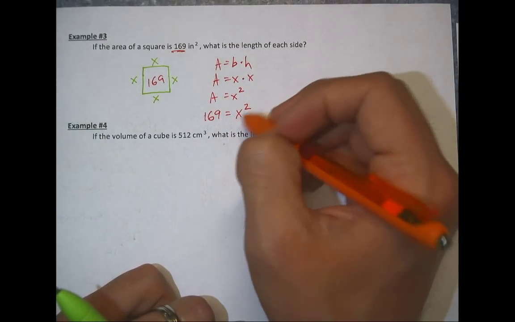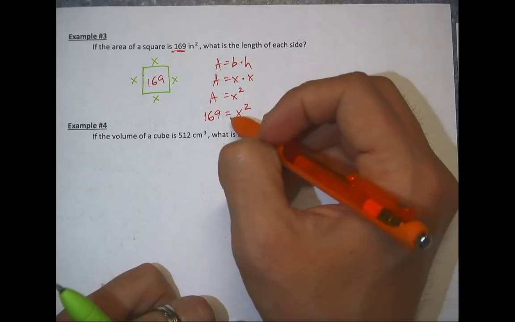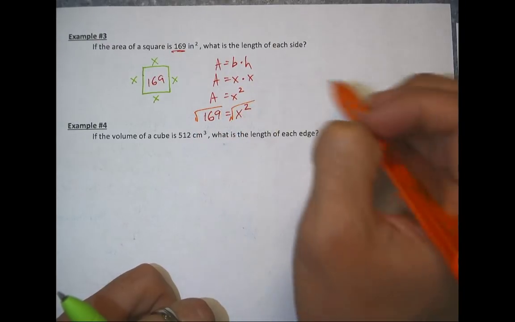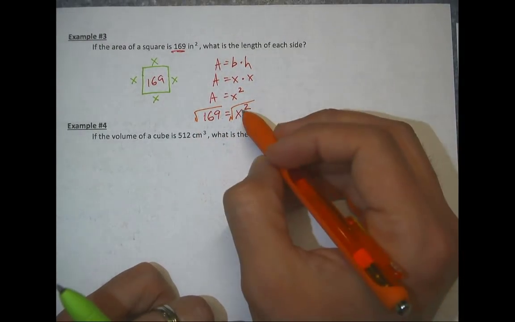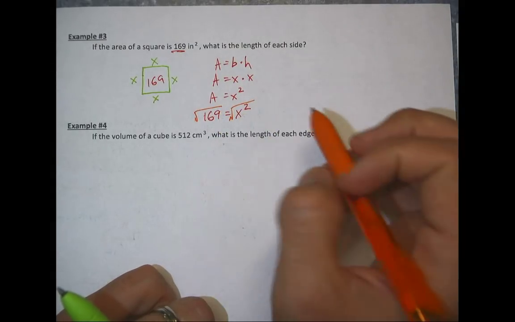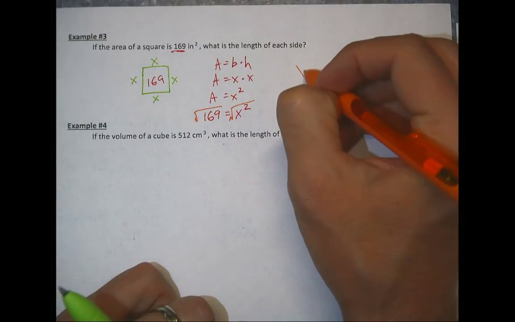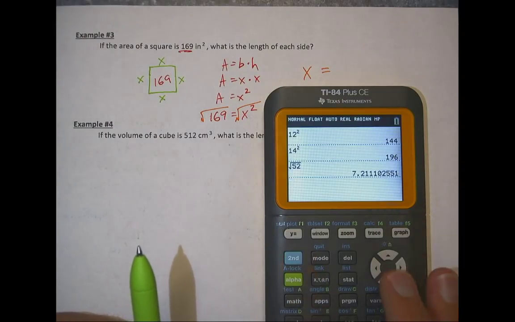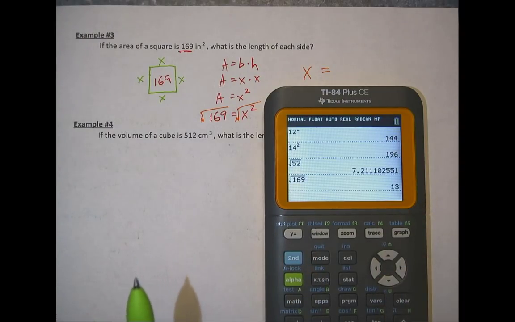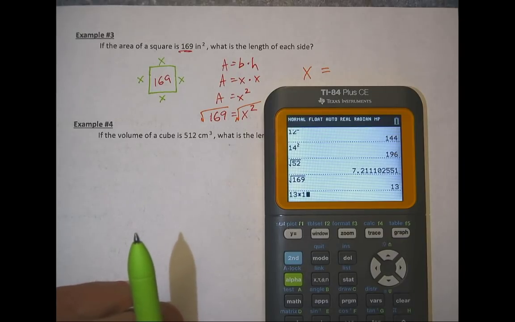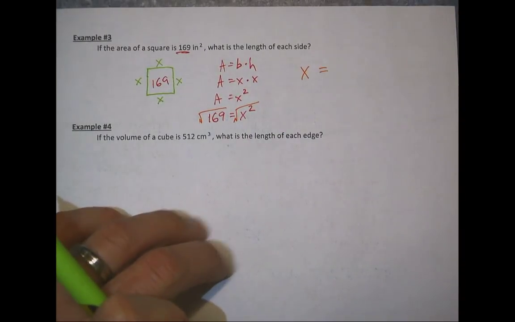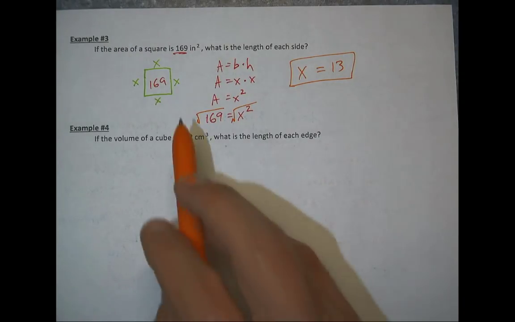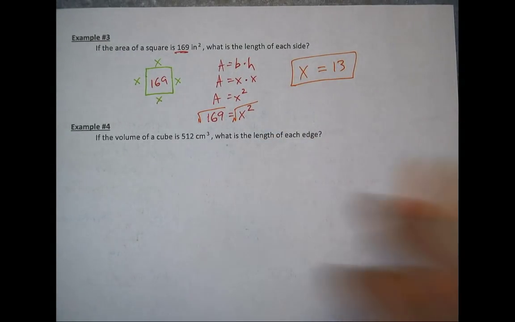So you can keep timesing numbers by itself, 9 times 9, 10 times 10, 11 times 11, until you figure this out. But it may be a decimal. In this case, it's not, but the quick and easy way to do this is to take the square root. If something squared is 169, we can take the square root of 169 and find out what x is. So we want to know, what does x equal? We're going to take the square root of 169. And it's a nice, easy 13, because 13 times 13 is 169. So if the area of a square is 169, we know that the side is 13.